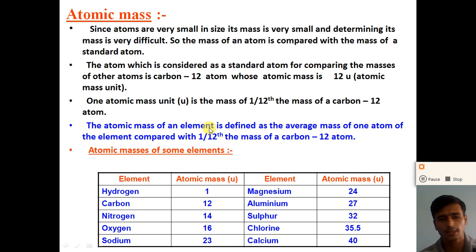So dear student, understand what we mean by atomic mass. The atomic mass of an atom is very small in size. The mass of an atom is measured with the help of a technique called mass spectroscopy, in the unit of AMU, atomic mass unit. One atomic mass unit is 1/12 part of the mass of the carbon atom. The atomic masses of some elements are given to you, so you must remember them.